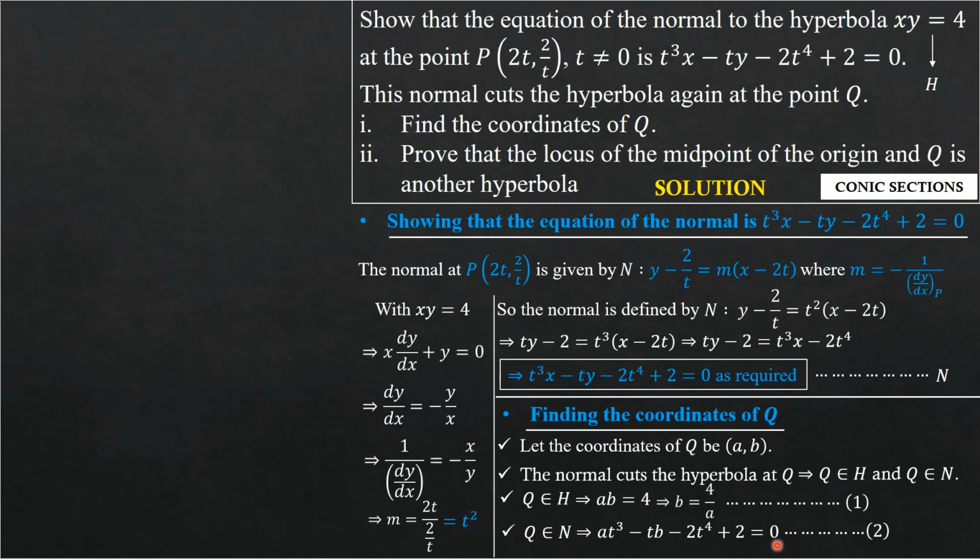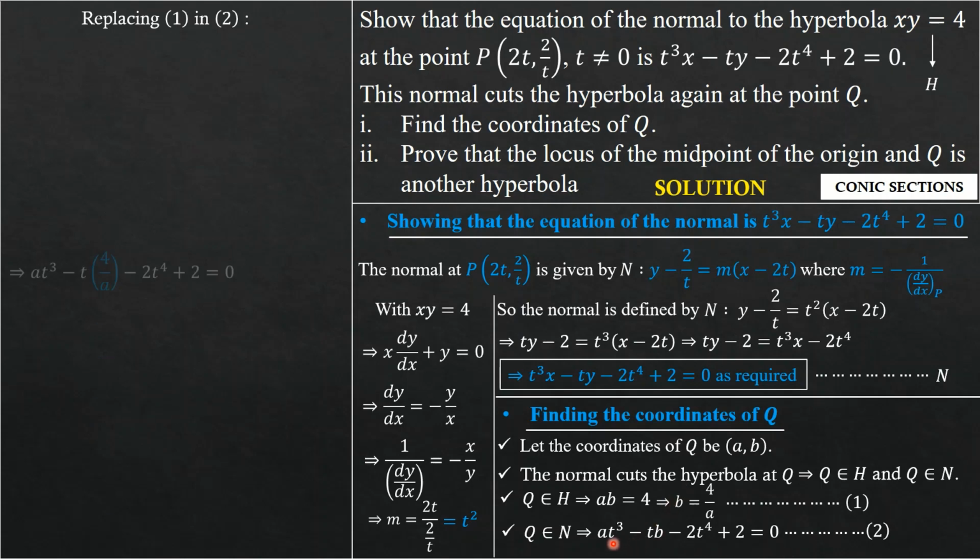To find the coordinates of Q, I need to find a and I need to find b. From this equation, I have two equations. So what I'm going to do is replace equation 1 in equation 2, because in equation 1 I have b to be 4 on a. In equation 2 I can replace b with 4 on a, and I try to see if I can get a. But definitely, what do we see?